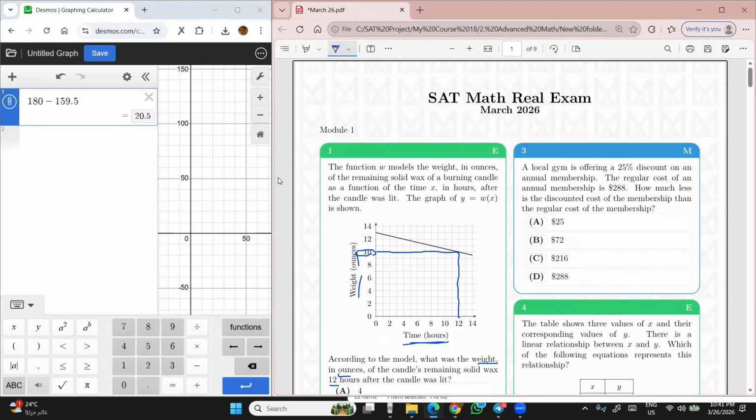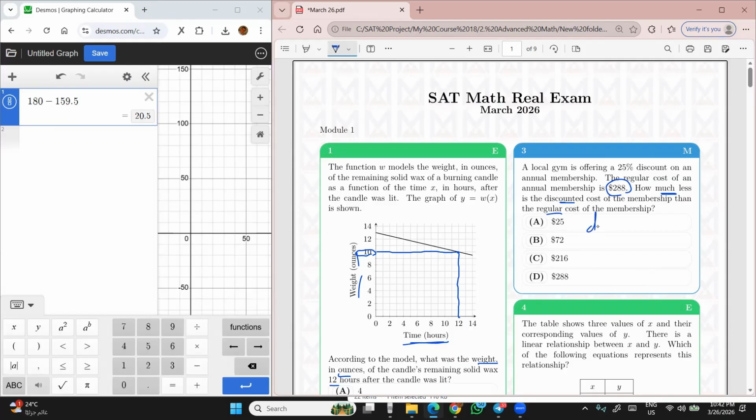Question number 3. A local gym is offering a 25% discount on an annual membership. The regular cost of an annual membership is $288. How much less is the discounted cost of the membership than the regular cost? How much less means the difference between the discounted one and the regular one. The regular is already given, 288.